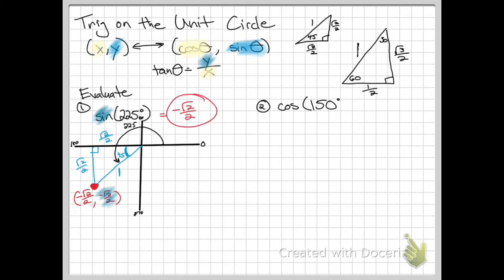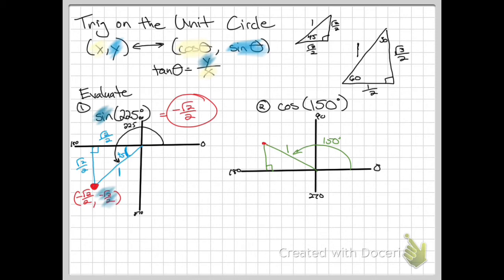See if you can set up number 2. Close my parenthesis. 150 degrees. 150 degrees puts you in quadrant 2. It makes a right triangle with the x-axis, hypotenuse 1. Here's the big red dot that I'm trying to find.